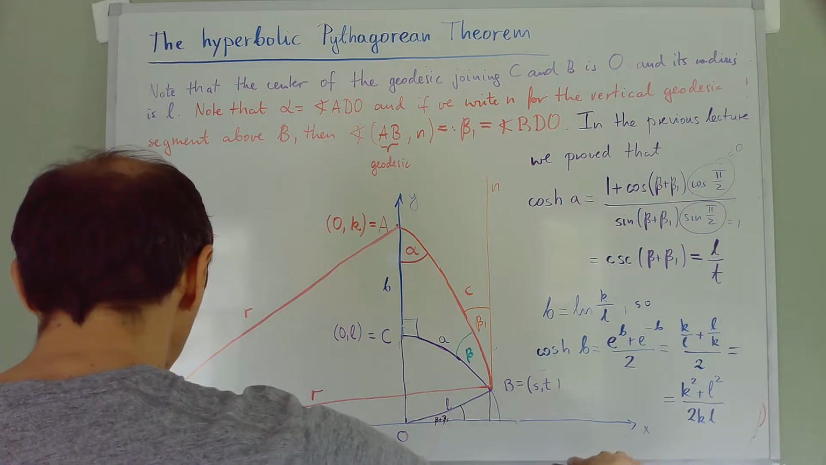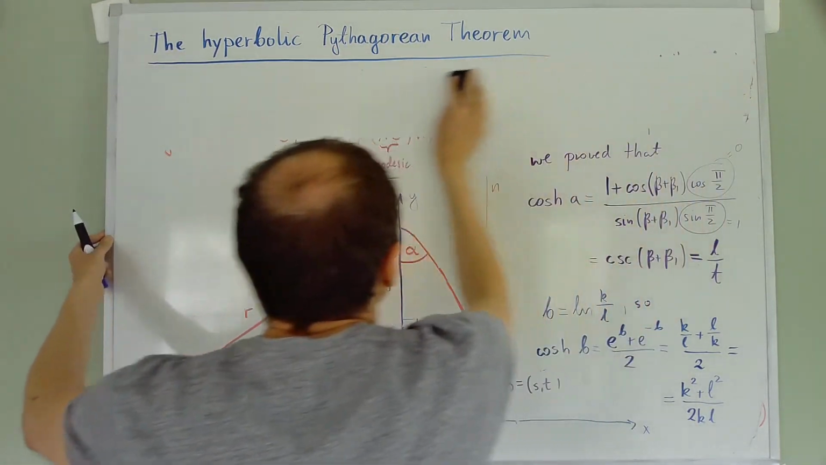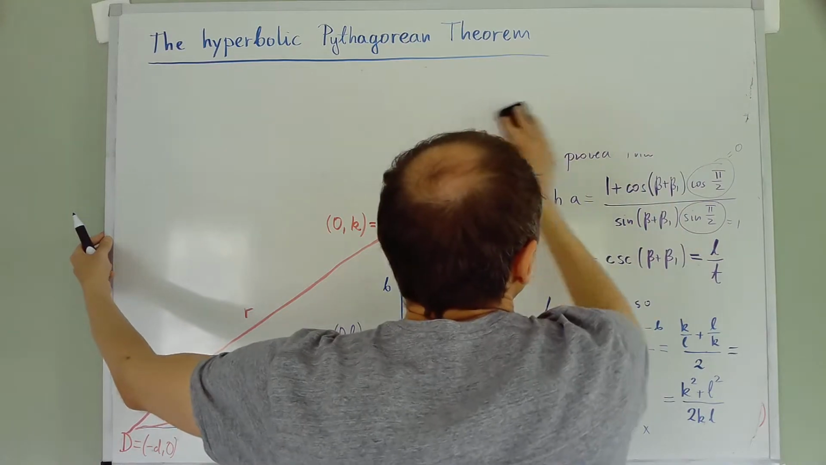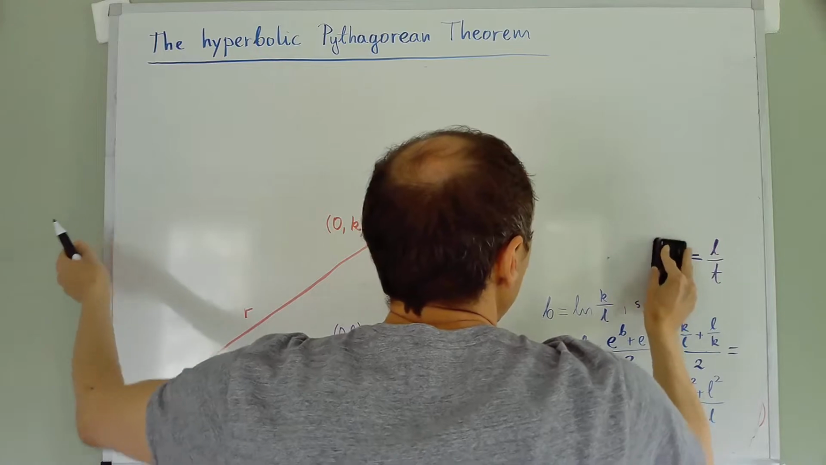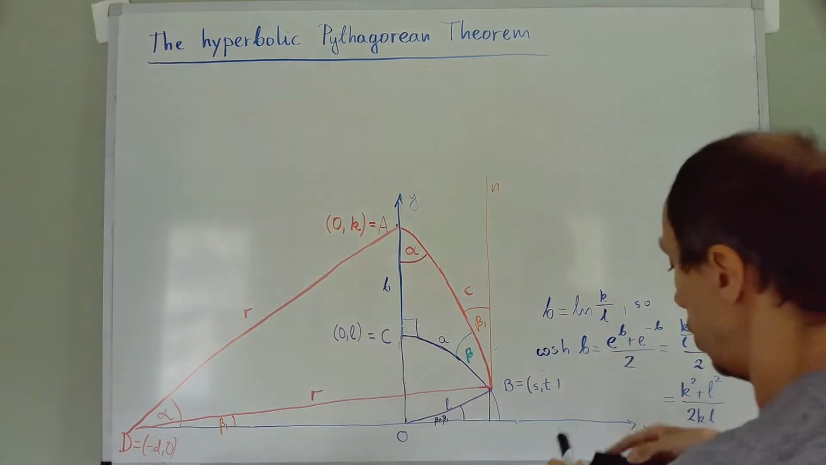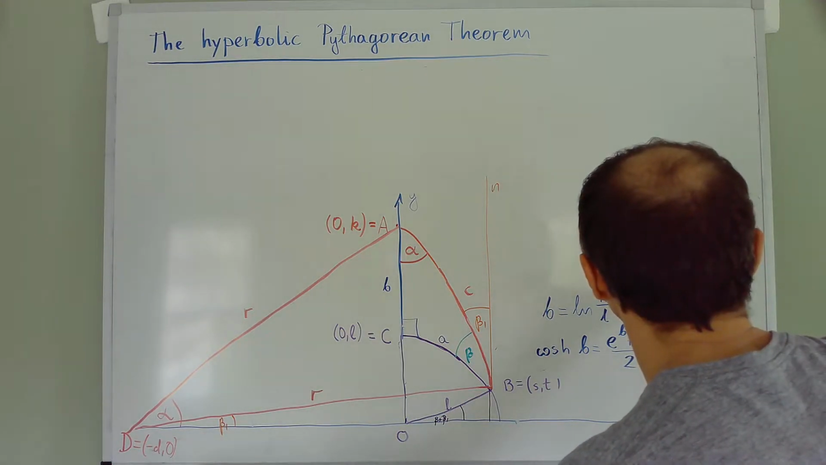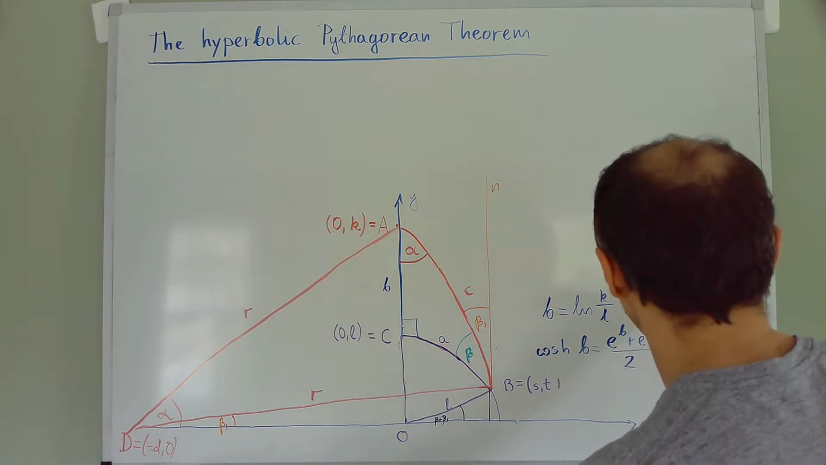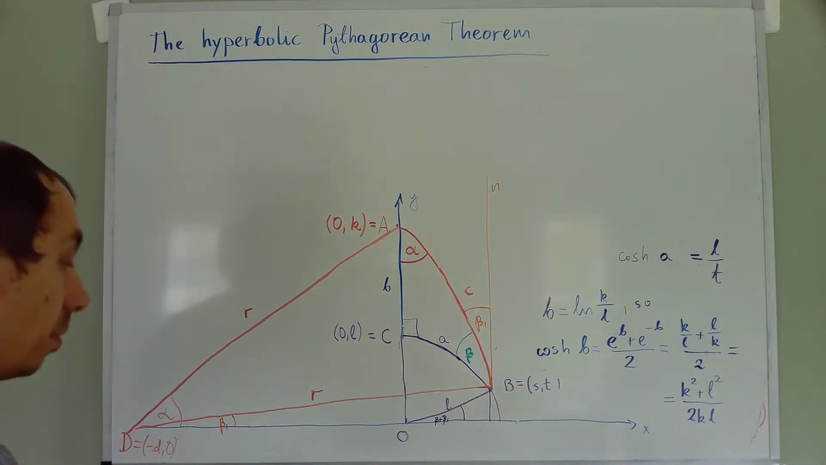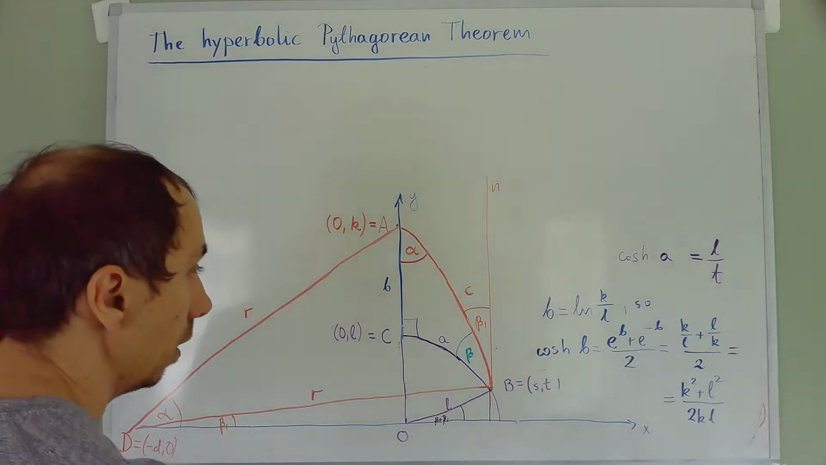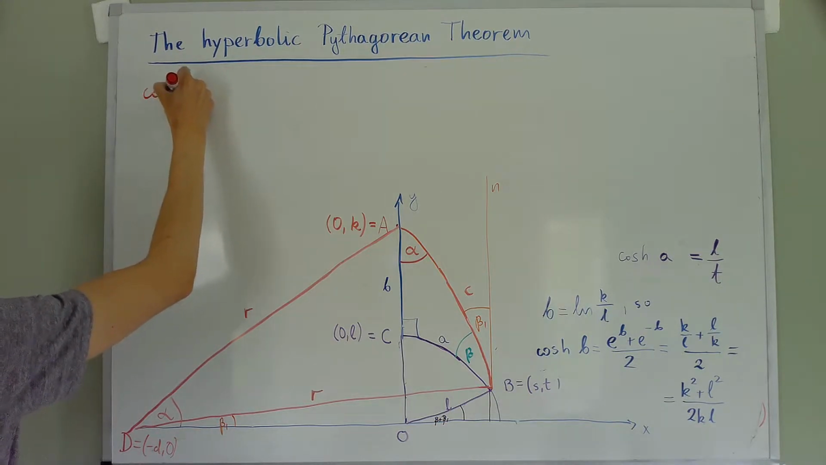So now let's work on hyperbolic cosine of C. Let's write this down here for ourselves so we remember for later that that was cosh of A. Alright, so finally the hyperbolic cosine of C. That's this length here, the red length.